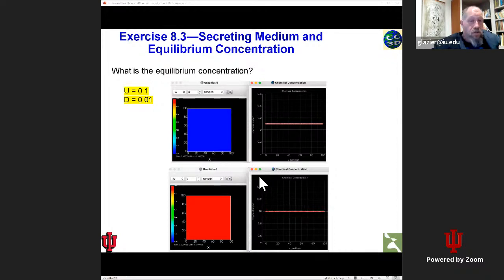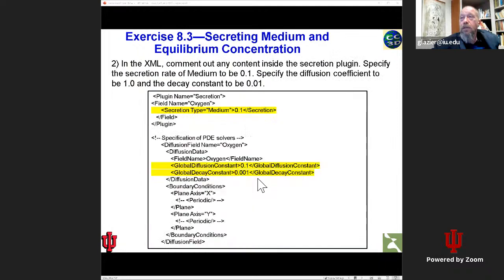Okay, this is more or less what you should get if it's working. I notice here that this should say periodic, and the periodic boundary conditions are actually commented here, so they have to be uncommented. And since there are no cells, medium is everywhere, so it's sort of a boring simulation.